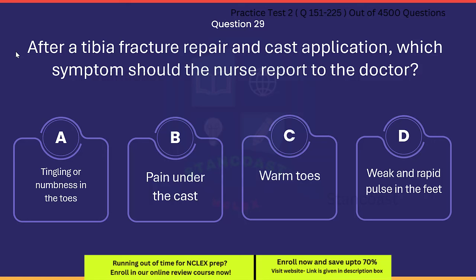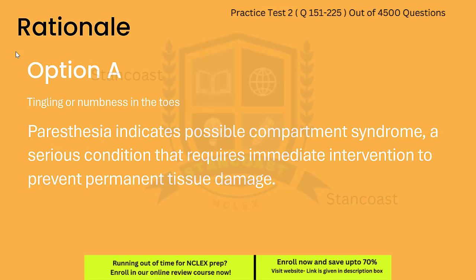The correct answer is A. Tingling or numbness in the toes. Paresthesia indicates possible compartment syndrome, a serious condition that requires immediate intervention to prevent permanent tissue damage.